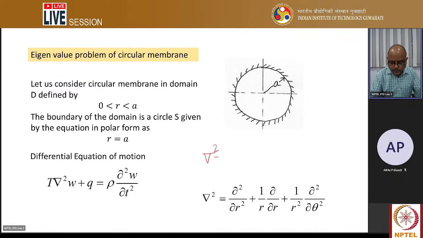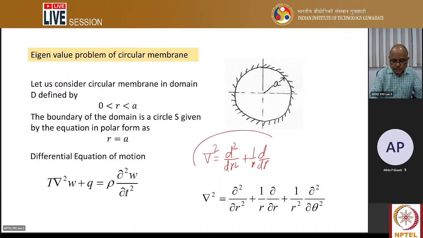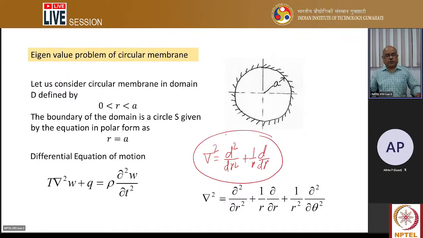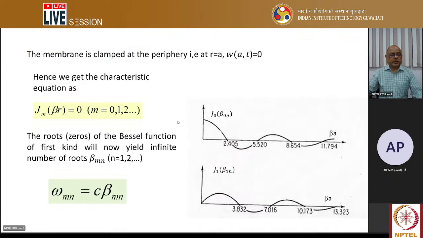Laplacian in the coordinate system for axisymmetrical condition is this. Other terms need not be considered. So we get the characteristic equation to find the natural frequency with a very special mathematical function that is known as the Bessel function. And the Bessel function is an oscillatory function. Roots of the Bessel function will give the natural frequency.